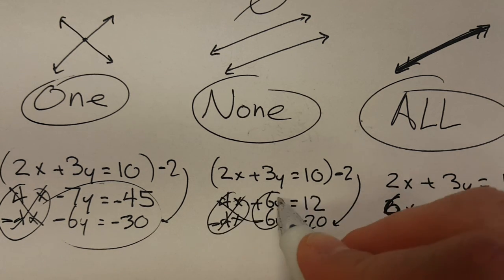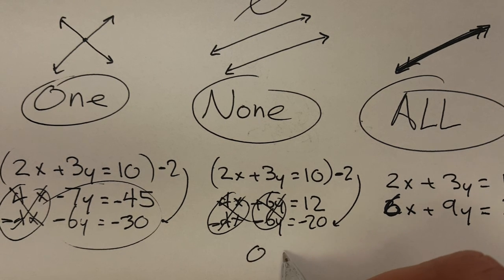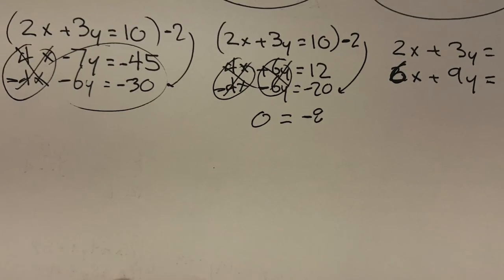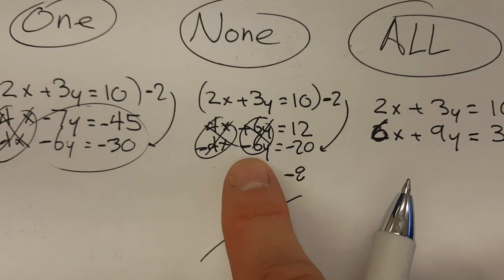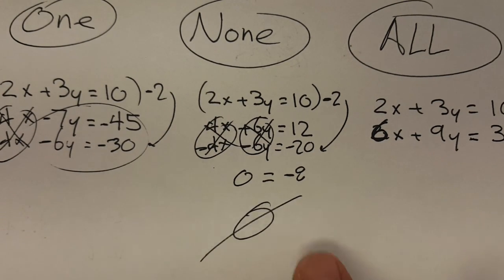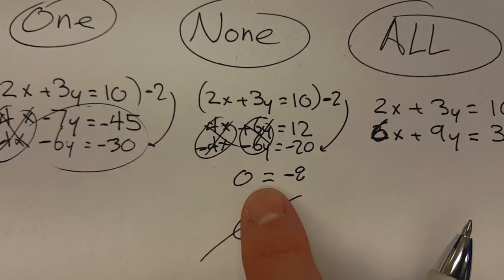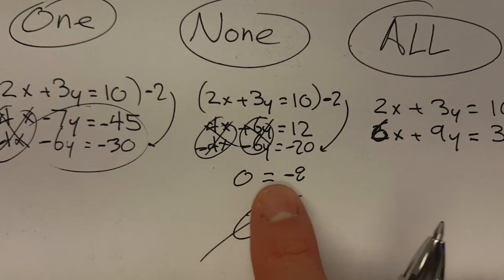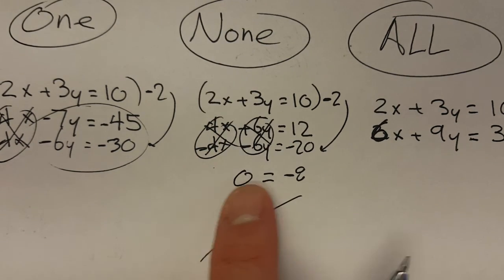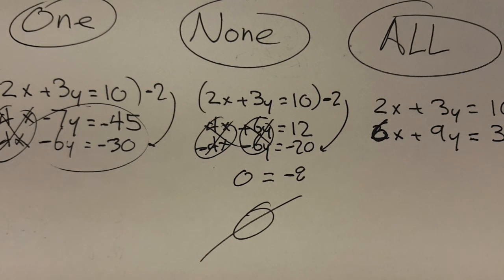This cancels, all of that cancels, so I have nothing left over here, and then that's going to equal a negative 8. When does 0 equal negative 8, students? Never. So when the x values and the y values cancel, and you have numbers left over that don't make any sense, then you're going to have none. 0 is never going to equal negative 8. You're never going to find a solution to the system. They're parallel lines, friends. They're actually parallel lines in disguise. You can graph it and double check.